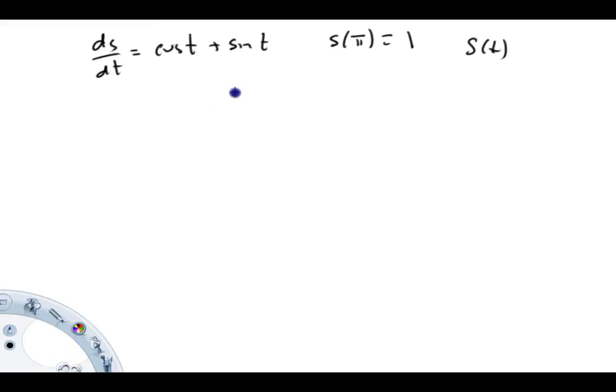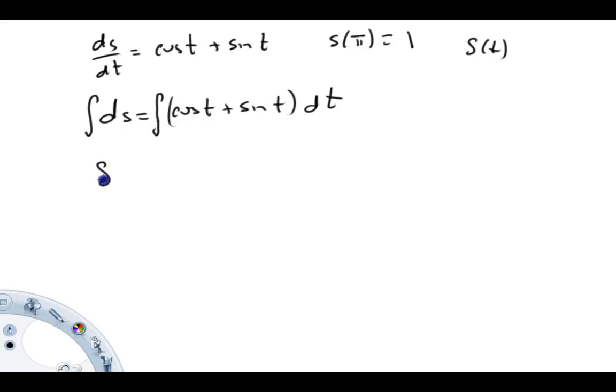First, we'll start with our differential equation here. Now, this is a first derivative, which means it's separable. And that means you can multiply both sides by dt. So this is going to read ds equals cosine t plus sine t dt. And then this is solved by integration of both sides. Integral ds equals integral of cosine t plus sine t dt. Now, the integral of ds is s.